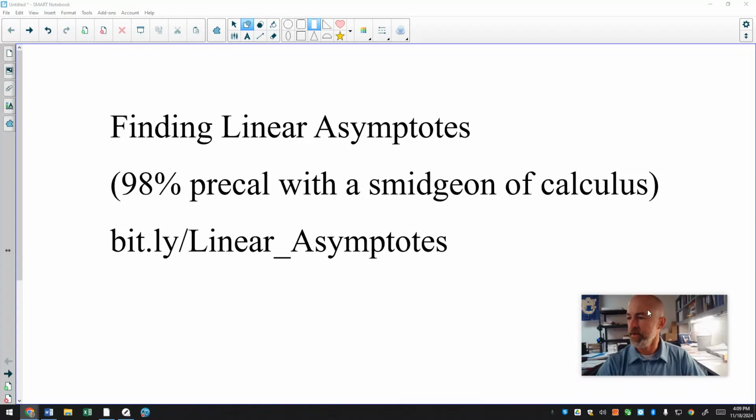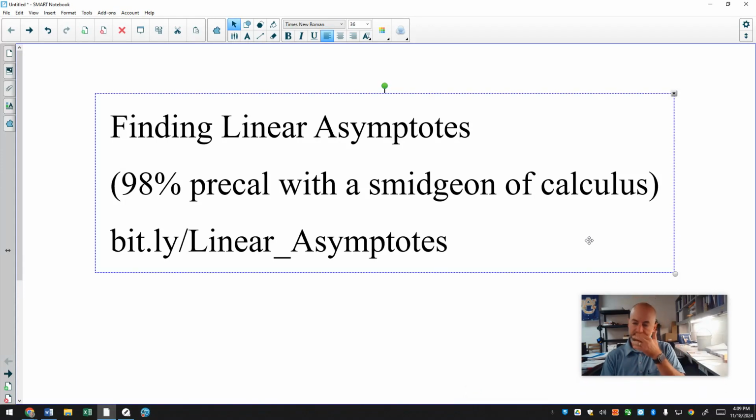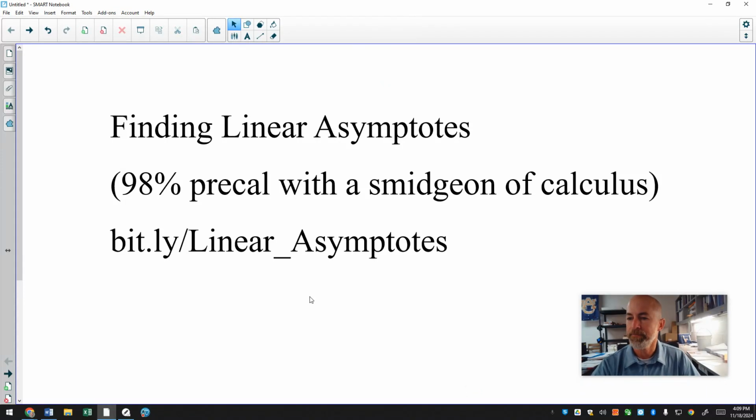Hello everybody. We are going to look at linear asymptotes in this lesson. And I do this with my calculus students as part of our curve sketching unit, even though this is almost all pre-cal. I will mention calculus just a little bit, but this is mostly stuff that you should have learned in pre-cal, or maybe you're a pre-cal student and you're finding this.